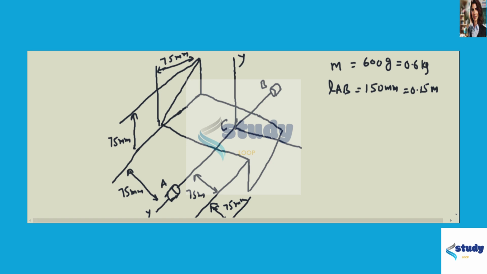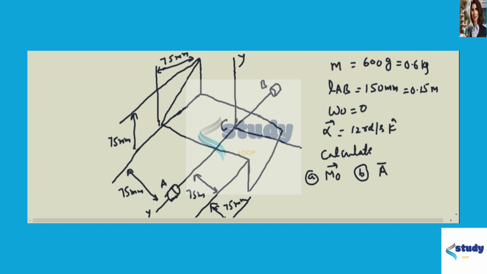The component is at rest, so initial angular velocity is zero. When it is subjected to a couple M0, the resulting angular acceleration alpha is 12 radian per second square k cap. Calculate part A, M0, and the dynamic reactions at A and B immediately after applying the couple. Let us start solving it.